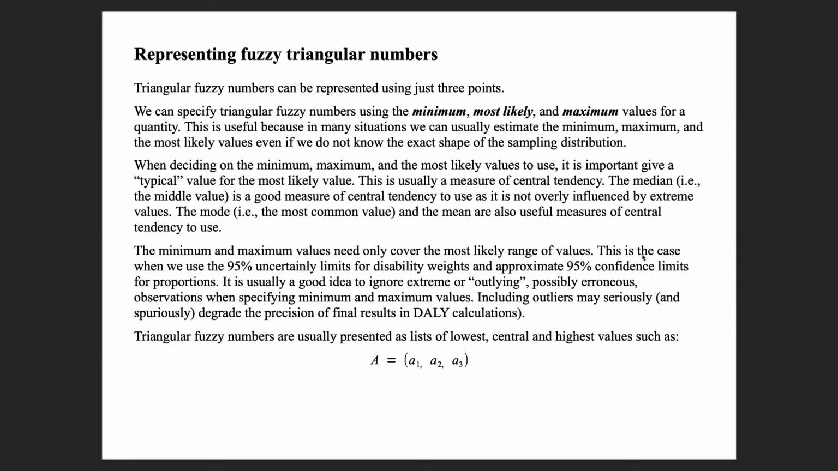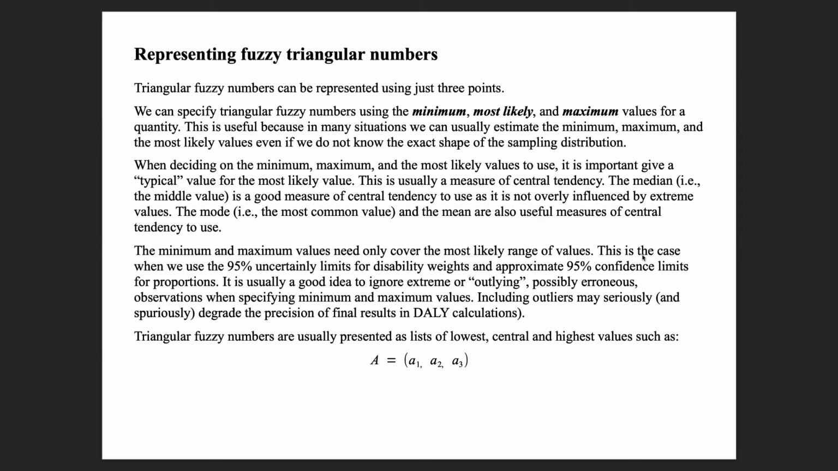Minimum and maximum values only cover the most likely range of values. This is the case when we use 95% uncertainty limits for disability weights or approximate 95% confidence limits for proportions. And it's usually not a good idea to ignore extreme or outlying or possibly erroneous observations when specifying minimum and maximum values. Including outliers can seriously degrade the precision of the final results in a DALY calculation.